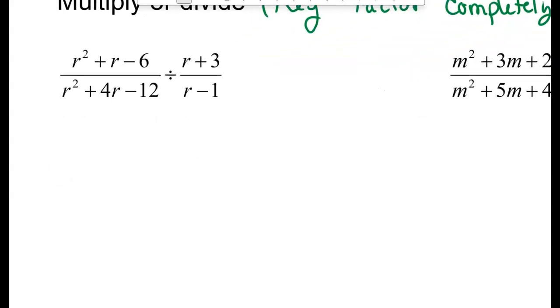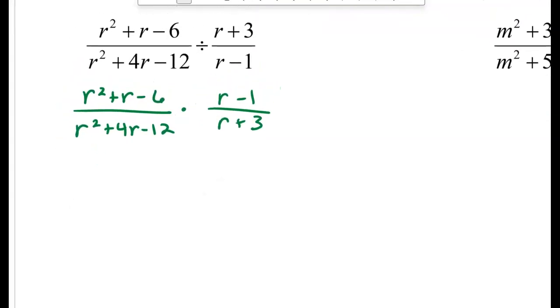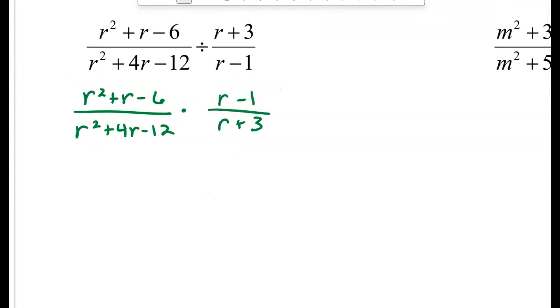So first things first, I would go r squared plus r minus 6 over r squared plus 4r minus 12, and then go times what? R minus 1 over r plus 3. Now, are we completely factored yet? No. Don't we have to factor the first fraction? The cool thing is, do I have to factor the second one? Yeah, the second one is kind of already taken care of for us. Awesome. So, r squared plus r minus 6. GCF?